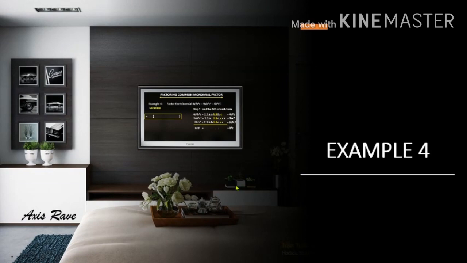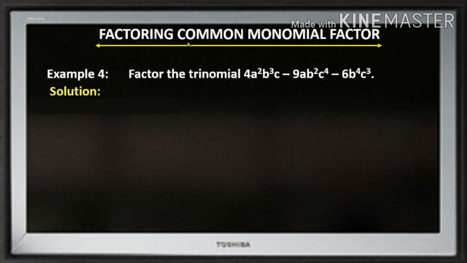Okay, now for our final example, we have example number 4. Factor the trinomial 4a squared b cubed c minus 9ab squared c raised to the power of 4 minus 6b raised to 4 times c cubed.